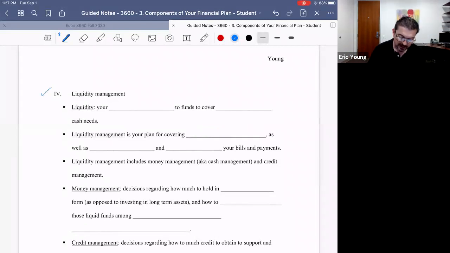Another component in the financial plan is your liquidity management plan. Liquidity is defined as your access to funds to cover your short-term, some people would even say your daily cash needs, okay? So liquidity refers to your access to funds. One way to consider this before I go into the details is imagine a person who has $1 million in the bank in cash and no other assets.